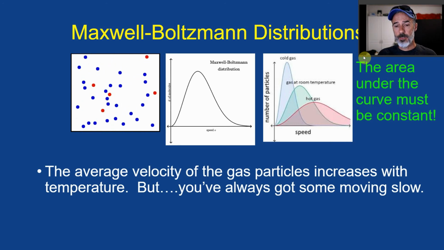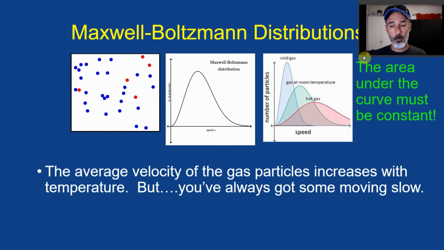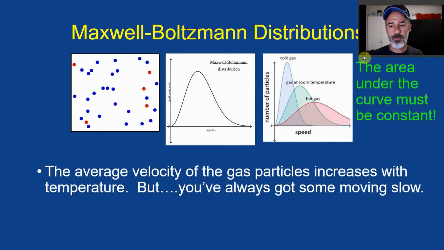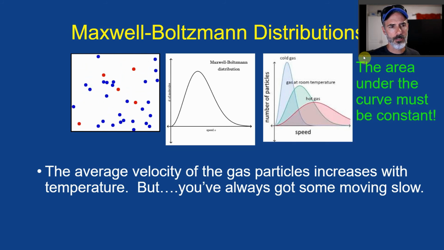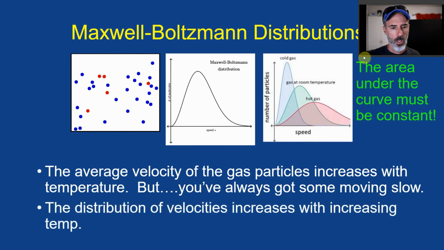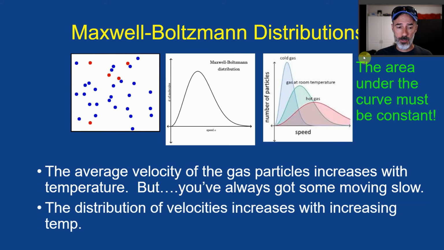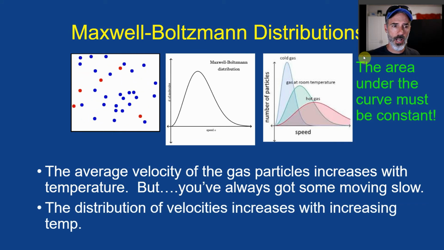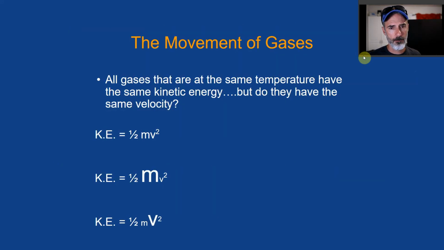So the average velocity of the gas particles increases with temperature, but you still have a variety of speeds, right? Seems to make sense. The distribution of velocities increases with increasing temperature. So they spread out, some are going faster, some are going slower. Now there's one other thing before we wrap up. We're almost done with this lesson, but there's one other thing we've got to talk about before we wrap up.